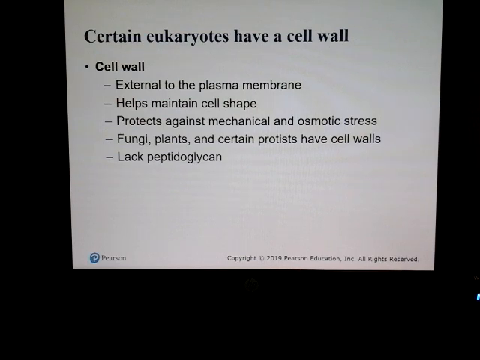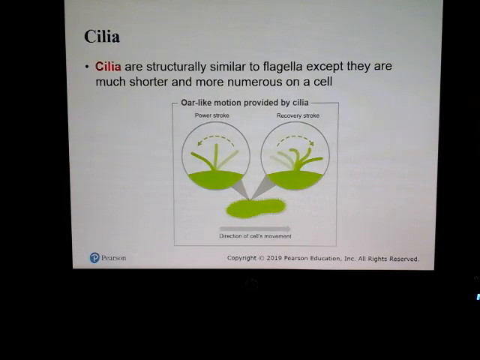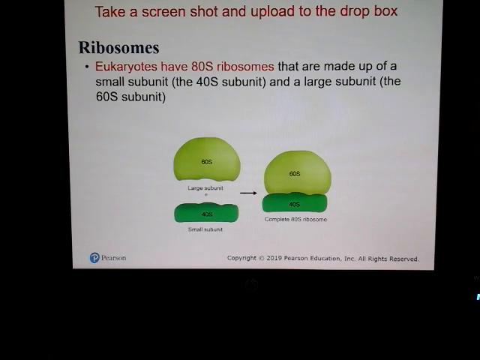Now, the eukaryotes that do have cell walls would be things like fungi, plants, and some of the protists, but they're a lot different than bacterial cell walls. Cilia, I'd like you to know, are structurally similar to flagella, but they're much shorter. And cells that do have those, normally there's a lot more cilia than you would see flagella on cells.